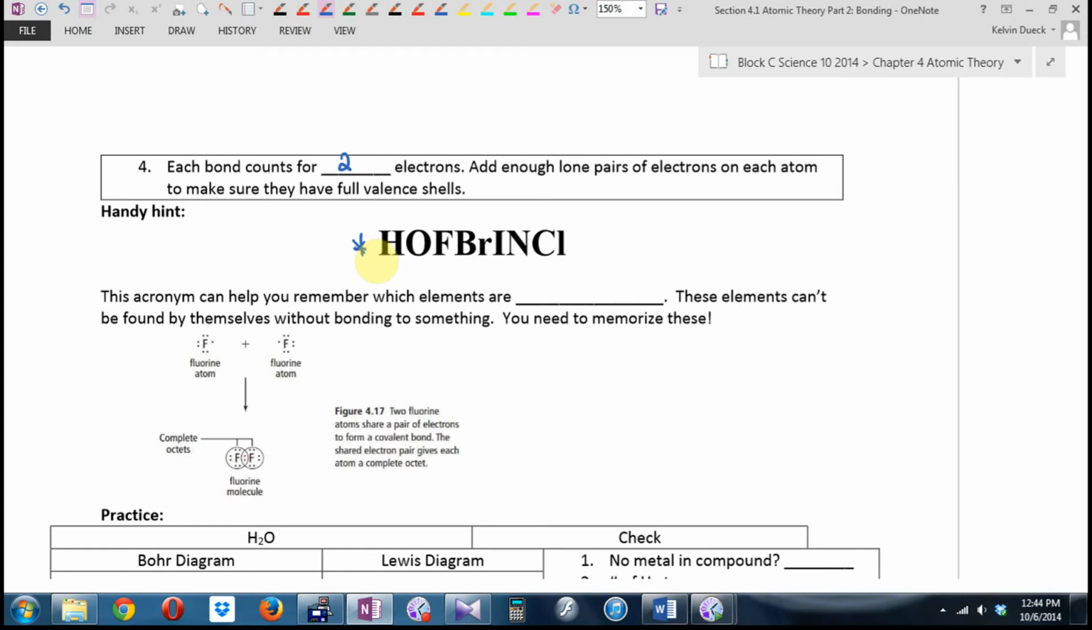What does the F stand for? Fluorine. The Br? Bromine. I is iodine, or iodine if you're British. N is nitrogen. Cl is chlorine, not carbon. This capital C has an L next to it.